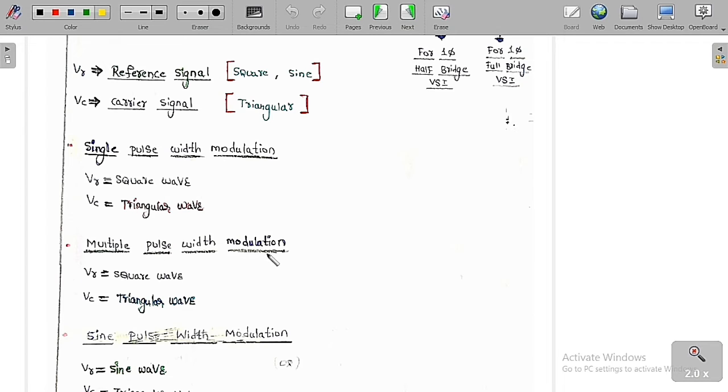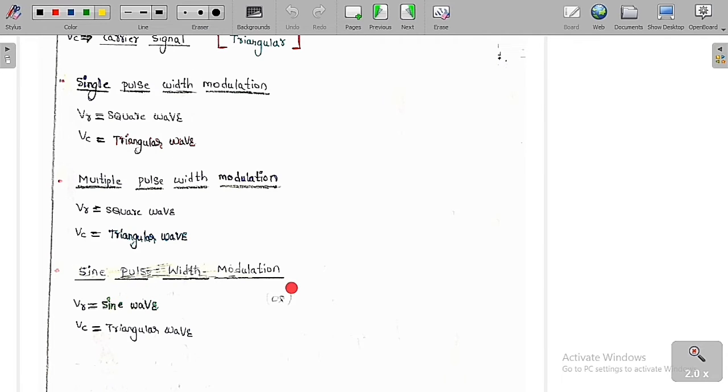Whereas in multiple pulse width modulation, we are going to get more than one pulse in a period of 0 to pi in the output voltage. If you get more than one pulse in the period of 0 to pi, then we call this multiple pulse width modulation. Here the reference signal is the same as the previous one, the square wave, whereas the carrier signal is the triangular waveform. The one more thing is sine pulse width modulation. The name itself indicates that the reference signal is the sine waveform, whereas the carrier signal is the triangular waveform.